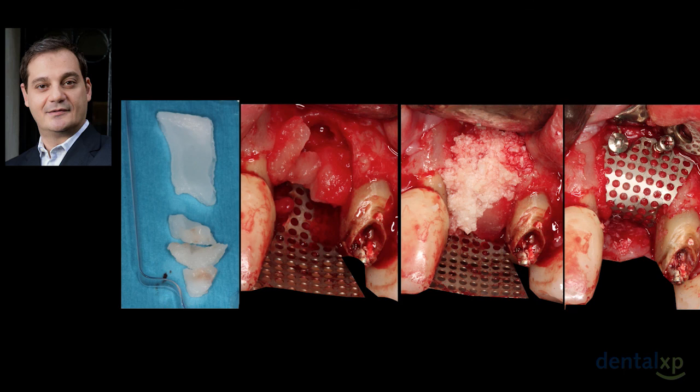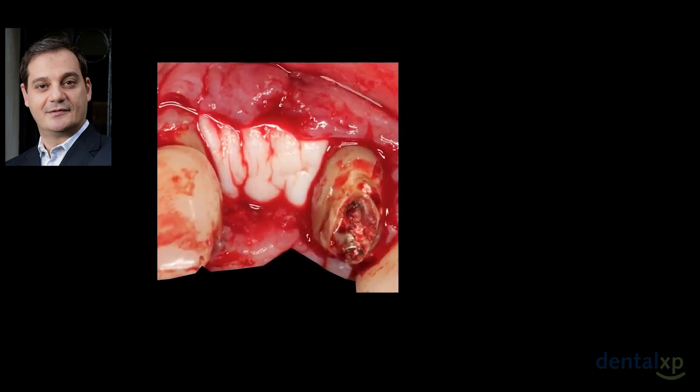Sometimes you can remove the titanium mesh, do some kind of an ADM, an acellular dermal matrix, and let the soft tissue heal, and then come back and place an implant. Or sometimes you can put the implant and use an ADM at the same time, or connective tissue for that matter. So here I used an ADM, an acellular dermal matrix.